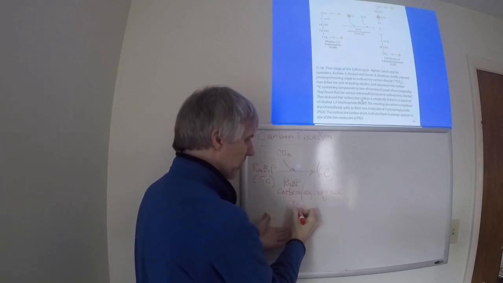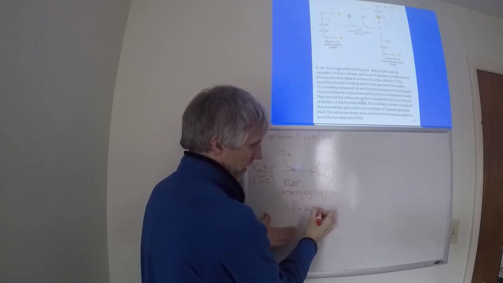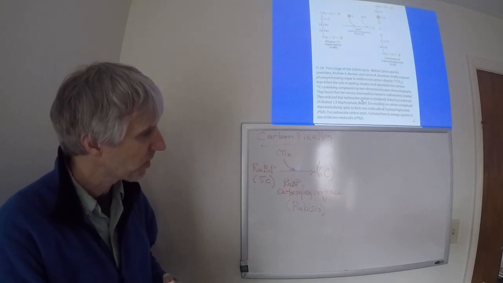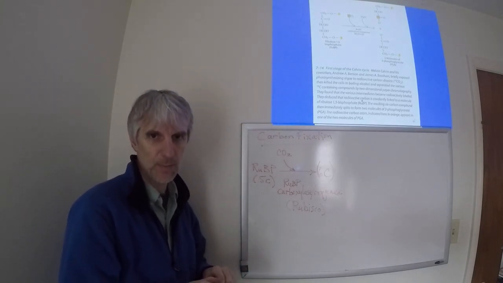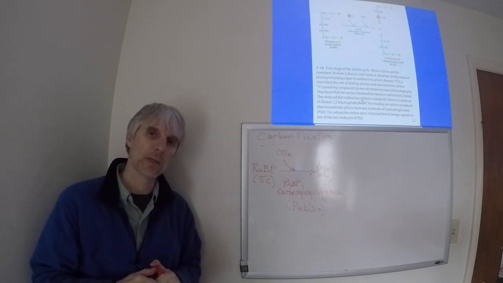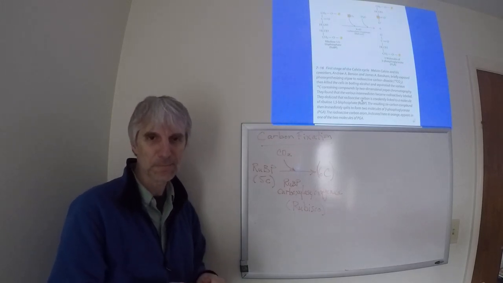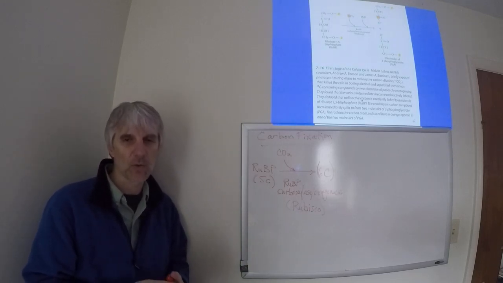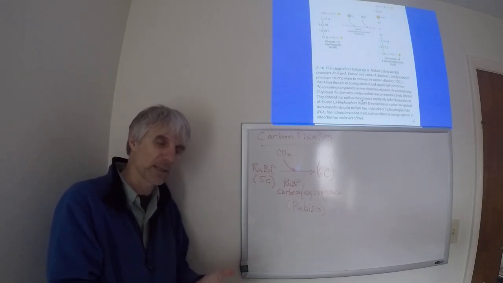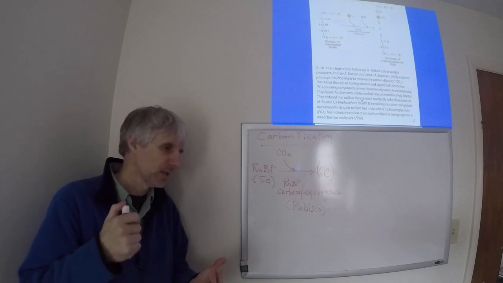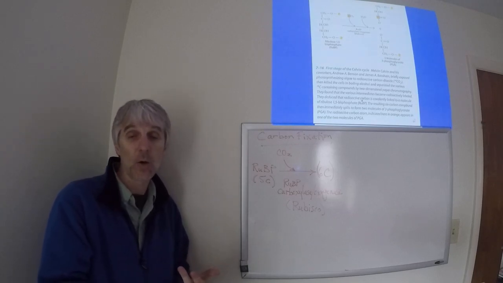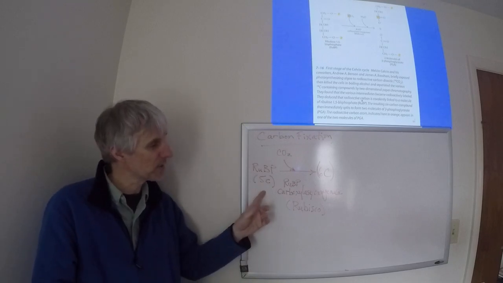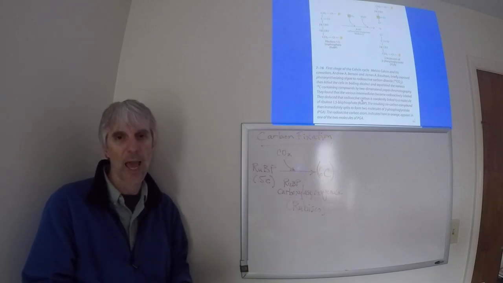And again, we abbreviate this one as Rubisco. Rubisco is an interesting enzyme. It is the most common enzyme on the planet. It is found in every single photosynthetic organism on the planet, be it a bacteria, cyanobacteria, an alga like kelp, or an oak tree. All use this same carbon fixation reaction.